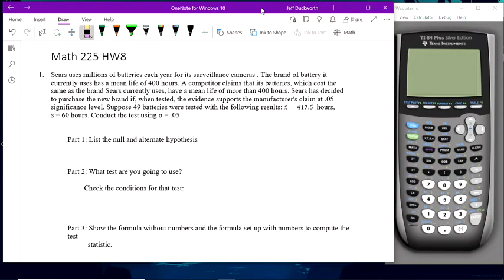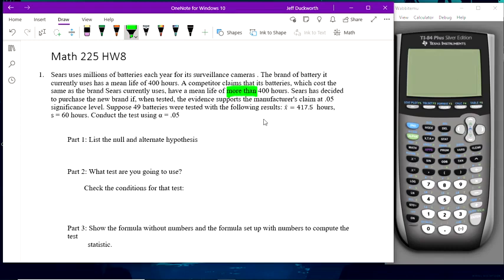All right, let's take a look at homework 8. This is on the test of hypothesis for a single sample. Question 1. Sears uses millions of batteries each year for its surveillance cameras. The brand of battery it currently uses has a mean life of 400 hours. Competitor claims that its batteries, which cost the same as brand Sears currently uses, have a mean lifetime of more than 400 hours. More than.